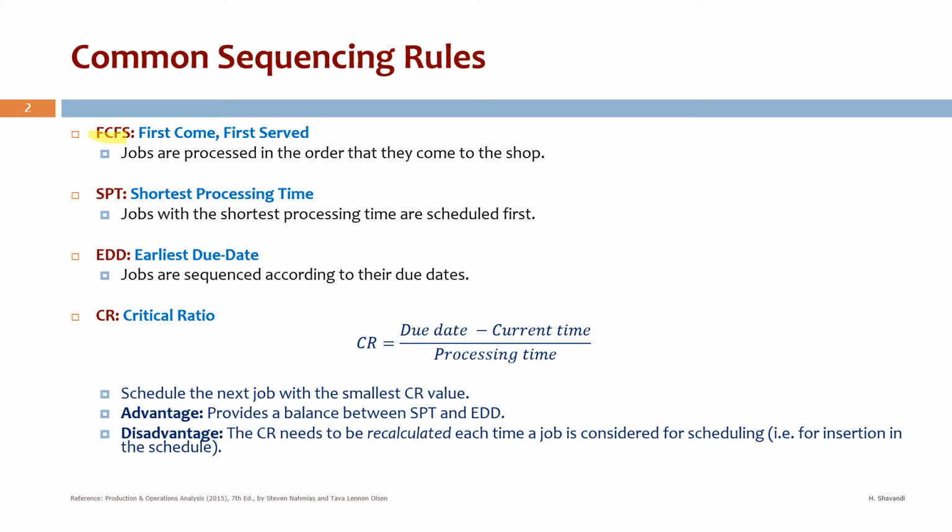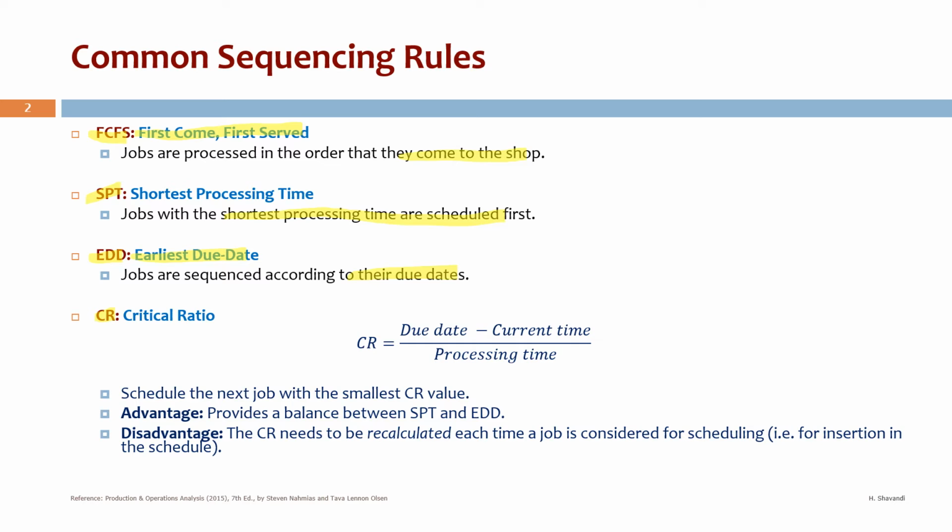FCFS is first come, first serve. So jobs are processed in the order that they come to the shop. SPT, shortest processing time. So here, jobs with the shortest processing time are scheduled first. This means that we sequence the jobs in ascending order of their processing times. EDD, earliest due date, so jobs are scheduled according to their due dates.